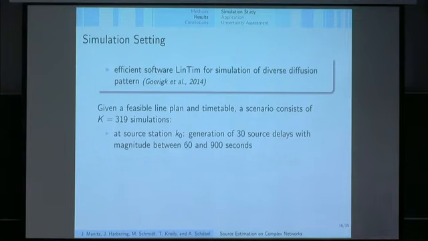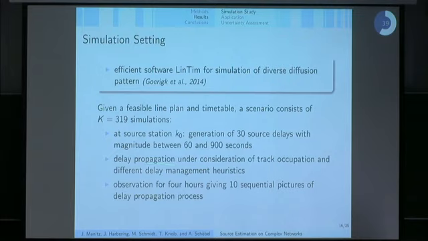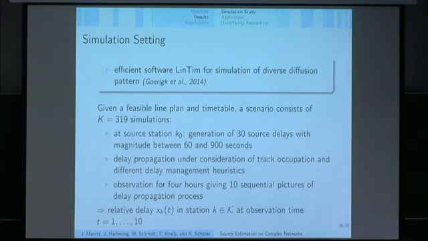So for this source node, we generate 30 source delays with a magnitude between 1 minute and 15 minutes. And then we do the delay propagation through the network, essentially 4 hours, applying these different propagation mechanisms we assume. And then we have these observations for these 4 hours, and we take 10 observations from that. So we have 10 sequential pictures of relative delay for each station at times 1 to 10.